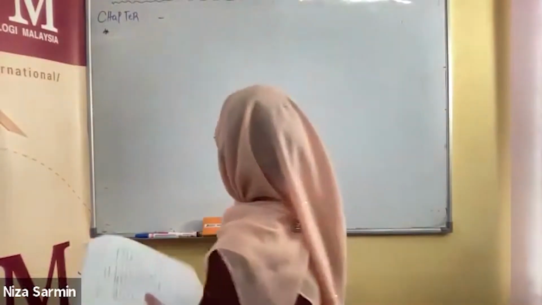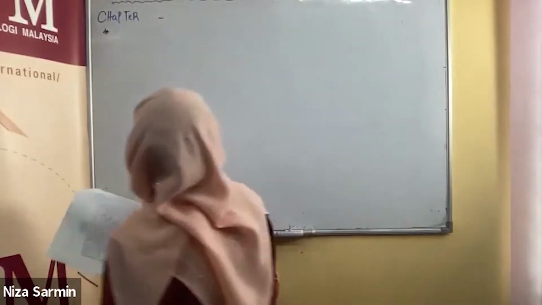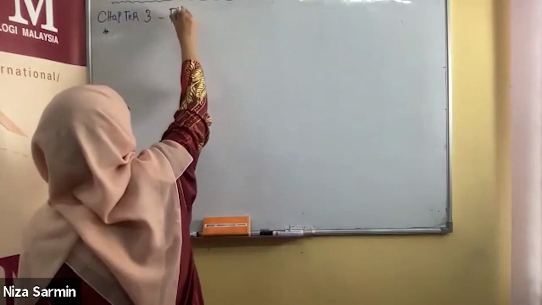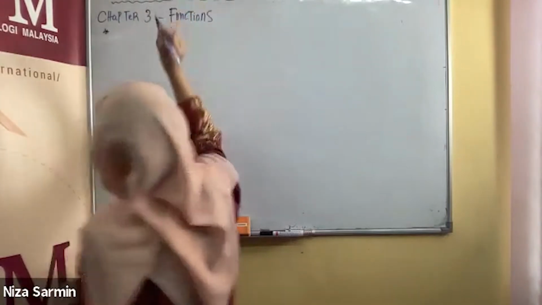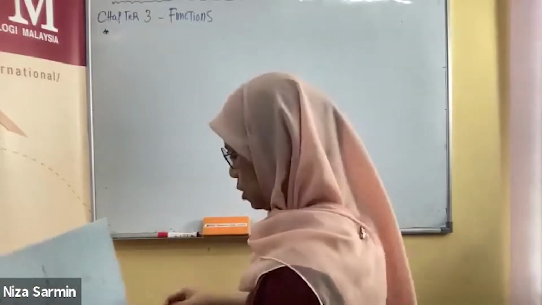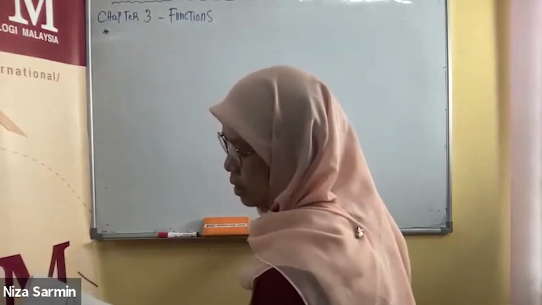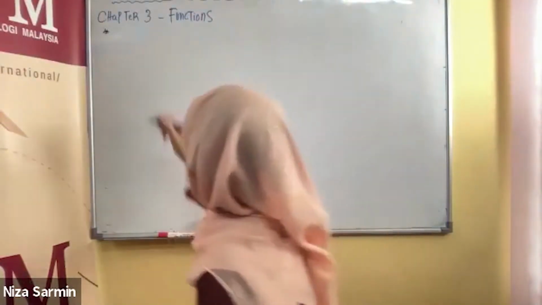Okay, so chapter 3 is something not new because it's very familiar. Thank you, Rabiatu. Chapter 3 would be functions. Now we need to have a map as a function. We need to have a set because a function or a map has to go from one set to another set. Okay, so I will write out the formal definition of the function.